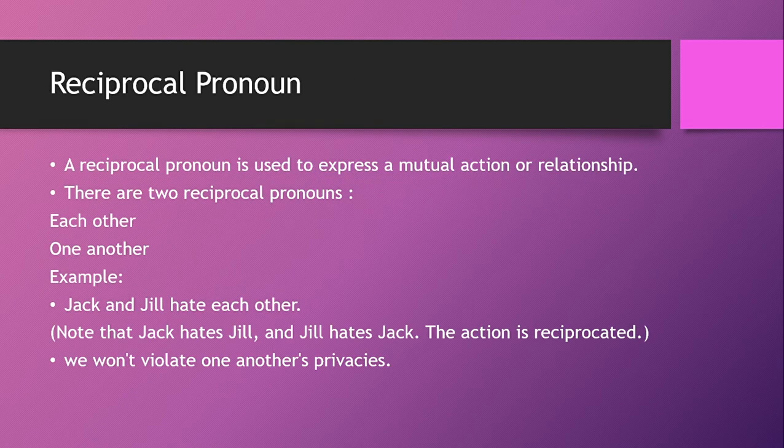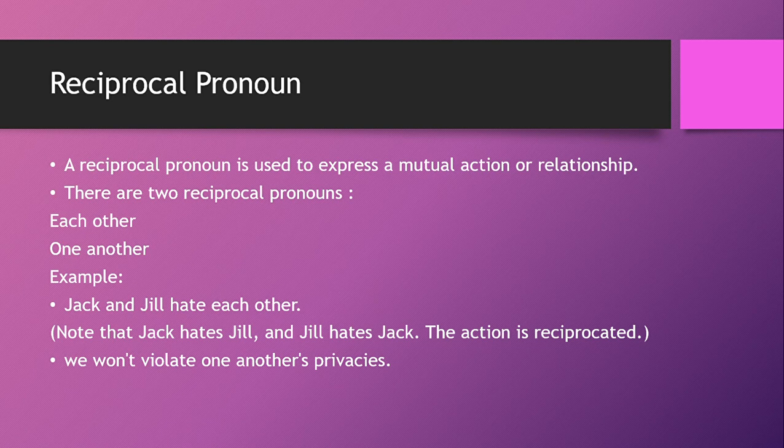Then comes the reciprocal pronoun. A reciprocal pronoun is used to show a mutual action or mutual relationship. For example, if I say Jack and Jill hate each other, it means Jack hates Jill, and Jill hates Jack. So the action is reciprocated. It means the action is reflected towards both entities. There are only two reciprocal pronouns, which are one another and each other.